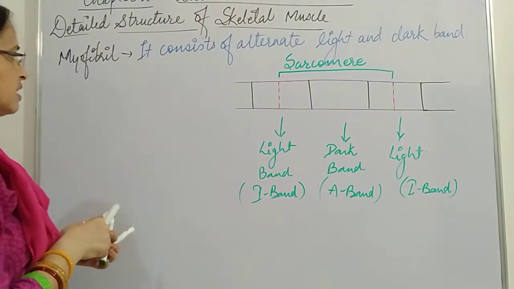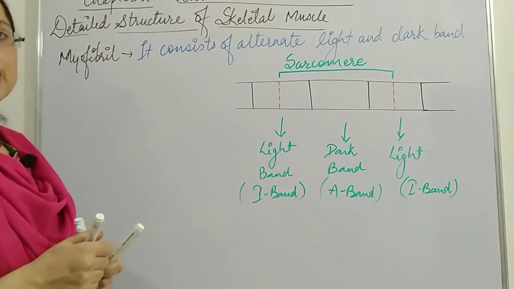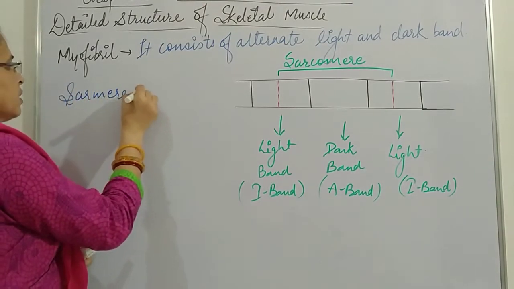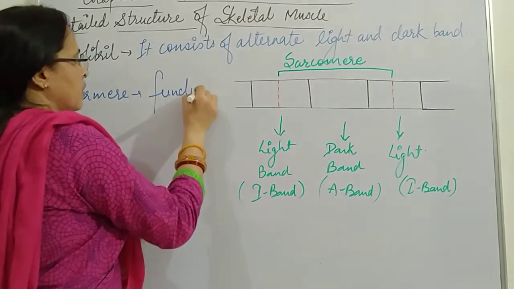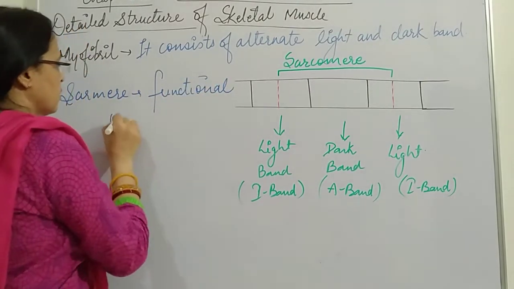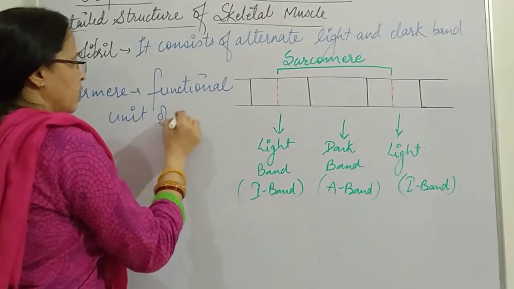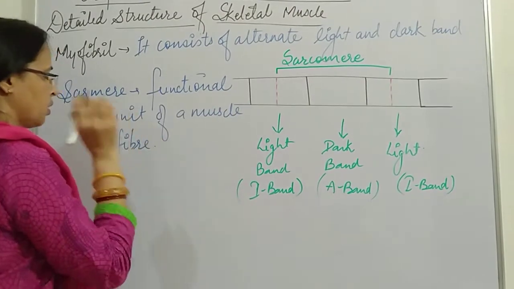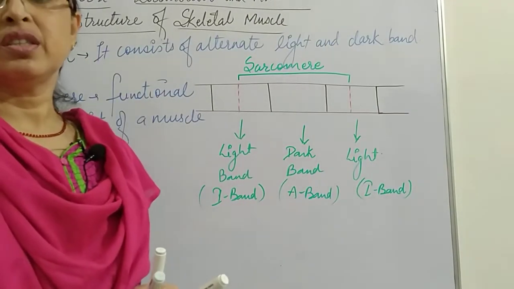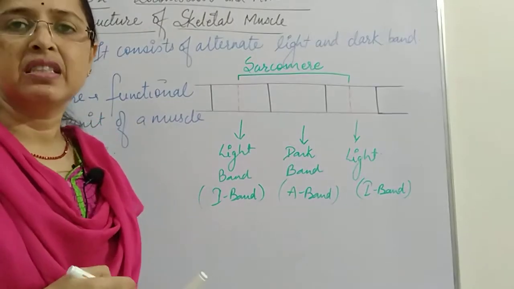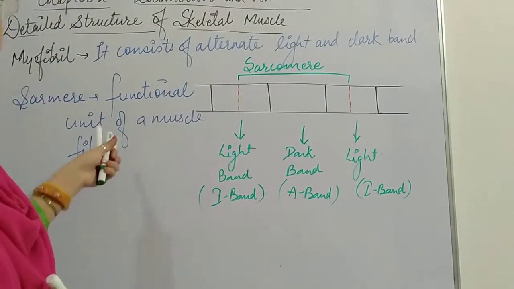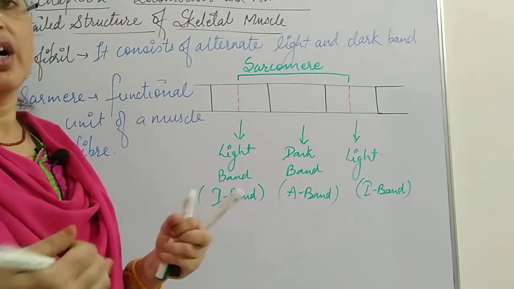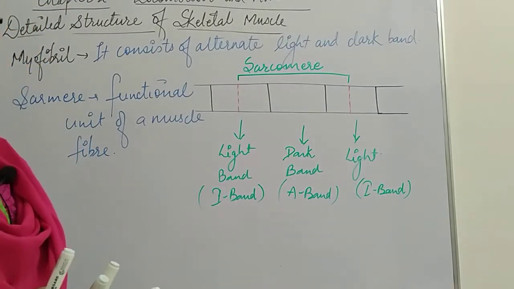Actually, the sarcomere is the functional unit of muscle. So what we call the sarcomere is the functional unit of a muscle fiber, and contraction and relaxation of the muscle fiber is just because of the sarcomere. The sarcomere is responsible for contraction and relaxation of a muscle fiber.